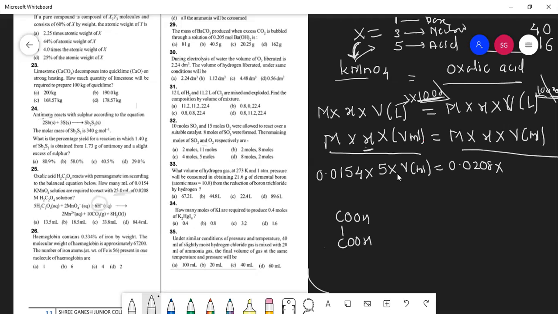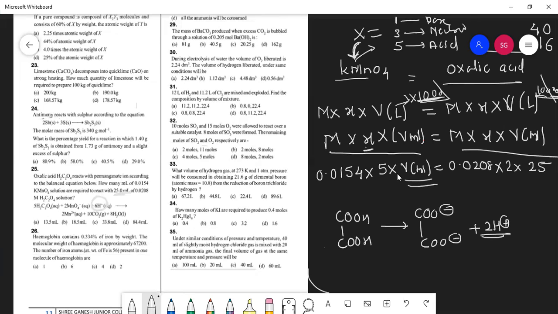Students, this breaks as COO minus and 2 times H plus. So it gives 2H, so it will be 2 here. And the volume, how much volume is given? Read the question carefully, 25 ml. So can you find V?